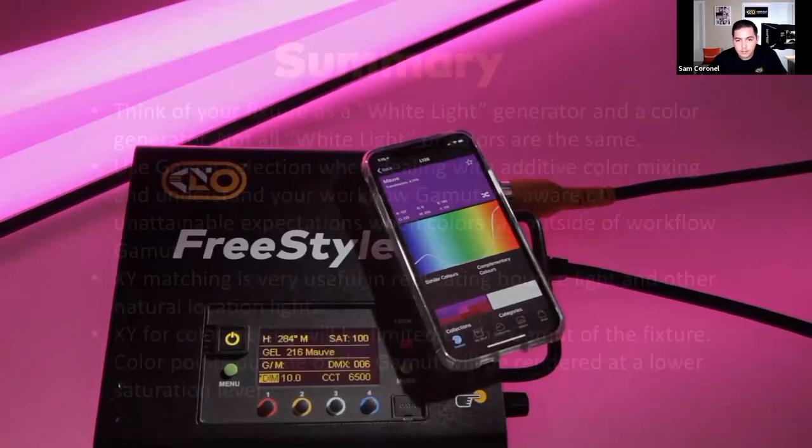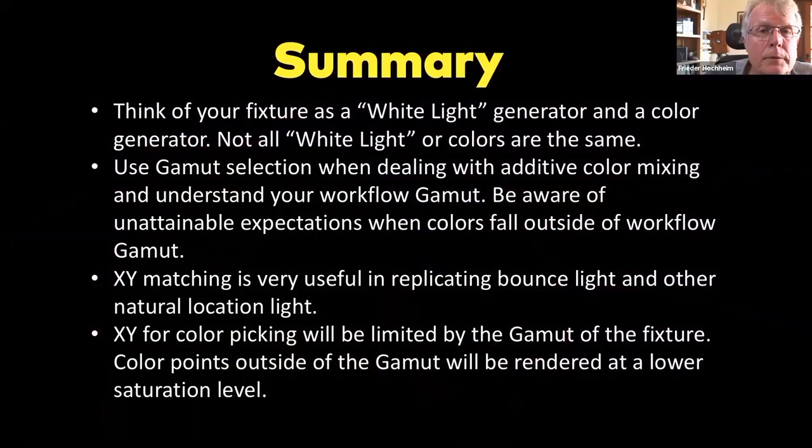So getting close to the end. You really need to think of your fixture first and foremost as a white light generator, and secondarily as a color generator. Not all white light or all the colors are going to be the same. And so doing your work up front, deciding which units to work with to attain the results you want, is going to be very, very important.